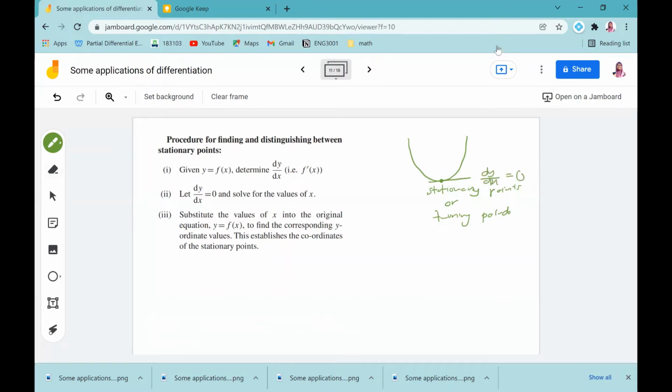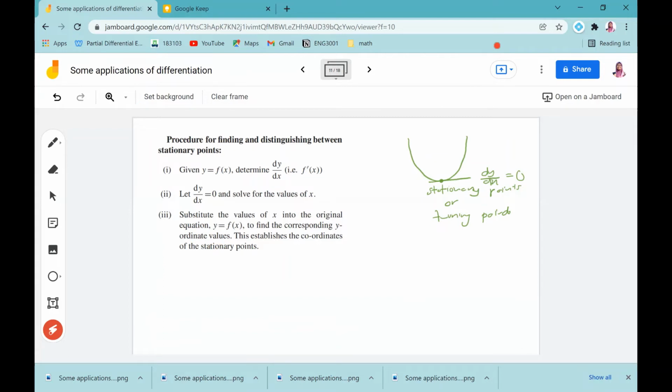So let dy/dx equal to 0, and then we can find the value of x. Once we find the value of x, we substitute into the original equation, y equals f of x, to find the y coordinate values. So then we can find the coordinates of the turning points.